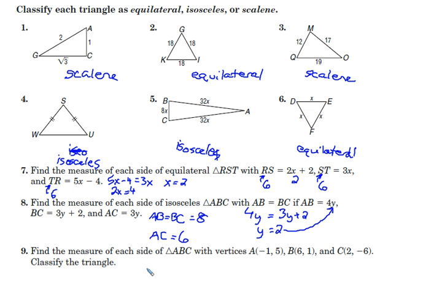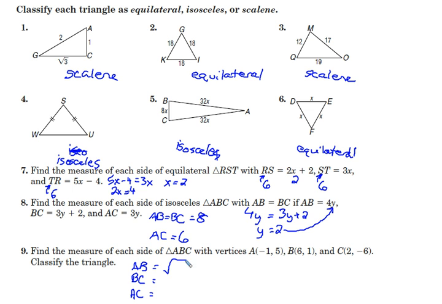Number 9, find the measure of each side of triangle ABC with vertices A being negative 1, 5, B being 6, 1, and C being 2, negative 6. And then I classify the triangle based on the lengths of the sides. So I need to use the distance formula 3 times. I need distance for AB, distance for BC, and distance for AC.